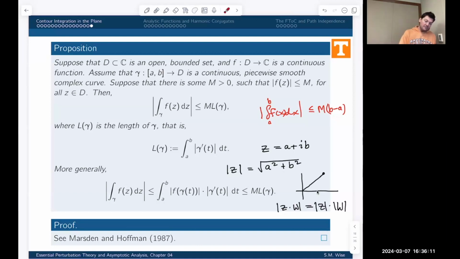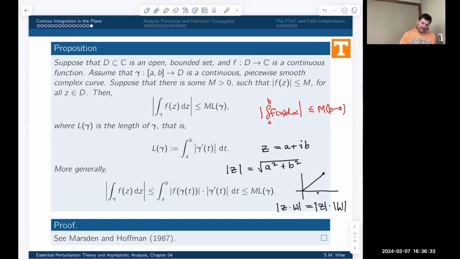Any other questions? Please, that's why I'm doing this review of complex contour integration, because I know that some of you haven't seen too much about complex numbers before. So slow me down if you need to ask any questions. That was a good question.